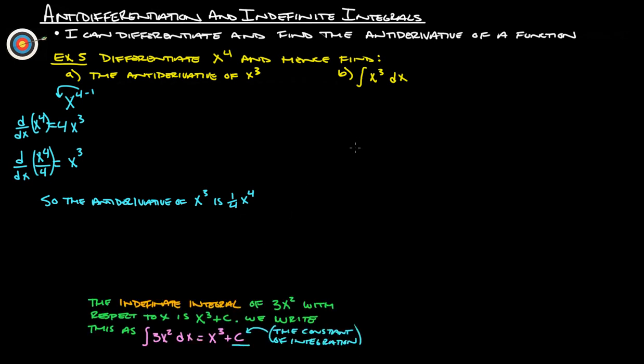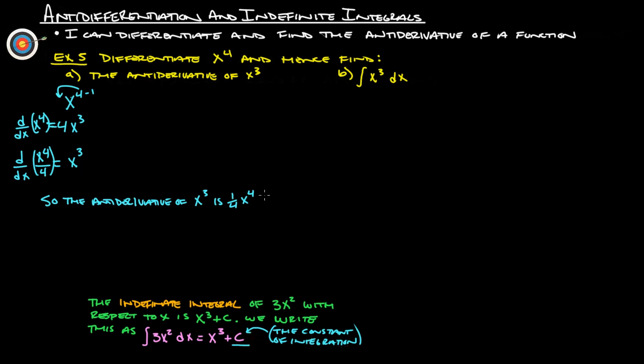So for part B here, if you remember from our notes earlier, the indefinite integral of 3x squared with respect to x is x cubed plus c. We've got to put that constant of integration in there. So for part B, our indefinite integral of x cubed dx, we've got to write that to make sure that we have the constant of integration.